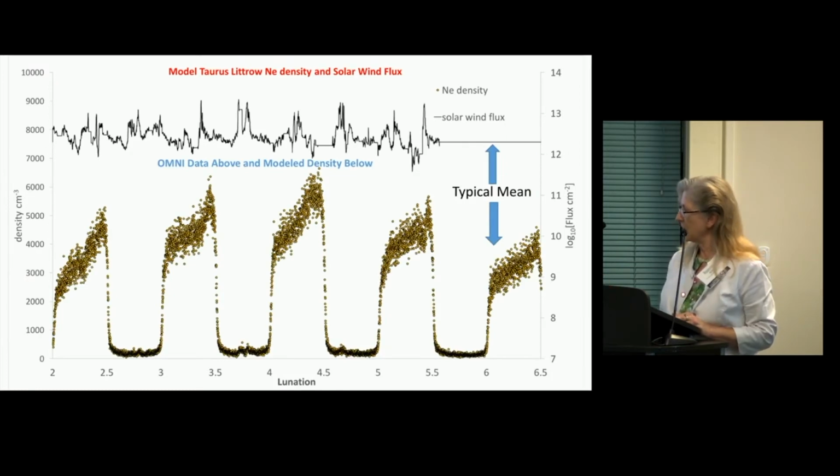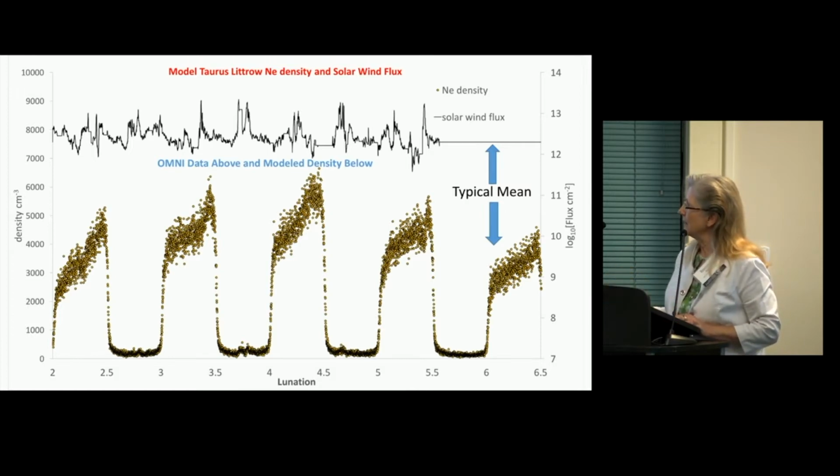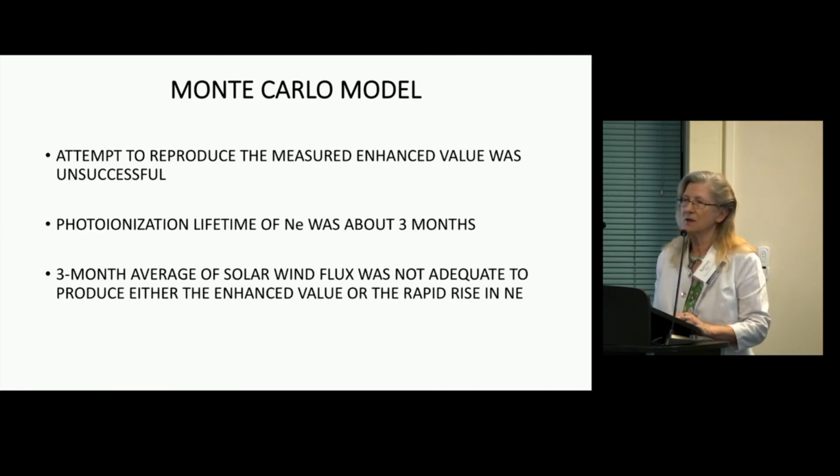These are the models from O.J., and you can see in his model the neon density on the surface. Surface number densities of neon should increase over the nighttime and decrease during the day because it's evaporating during the day. We just don't see a huge increase. This is the solar wind data up here. You can see it was pretty noisy, which is fairly normal. So our attempt to reproduce the enhanced value was unsuccessful.